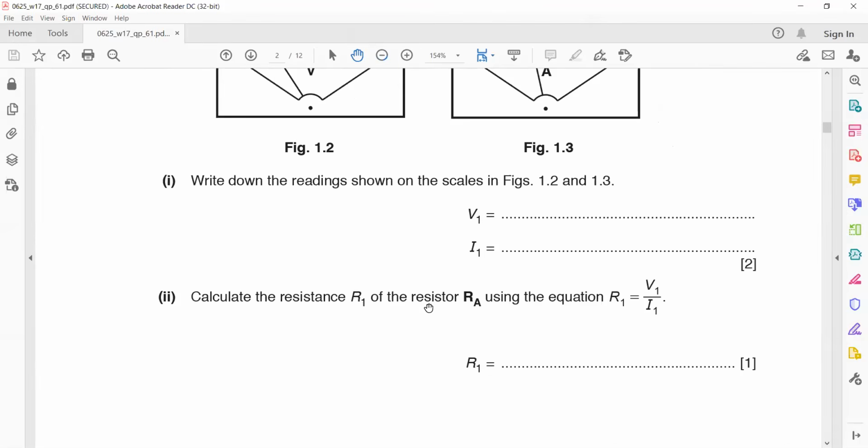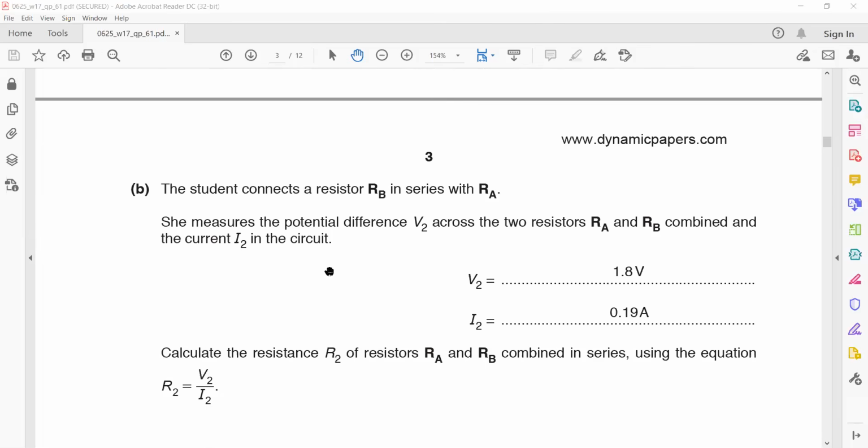Calculate the resistance of R1 using the equation R1 equals V1 divided by I1. So what will be the resistance when the voltage is 1.8 and the current is 0.38? That's 4.7. When you divide the two values, the answer will be 4.74, the right answer in three significant figures. 4.7 is also right, to two significant figures. So 4.74 is the right answer, or 4.7 you can write as well.